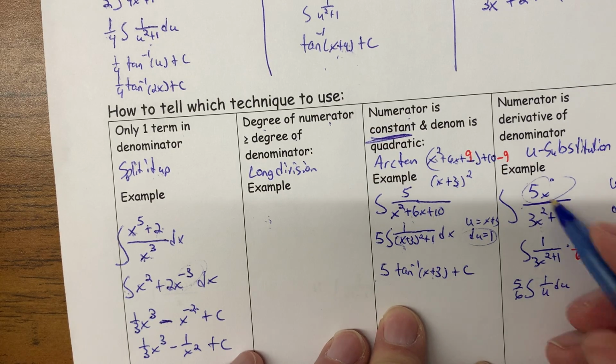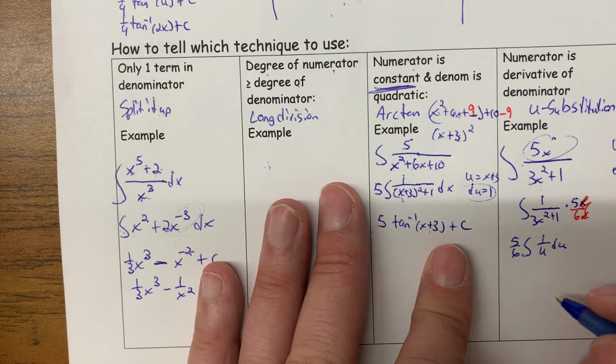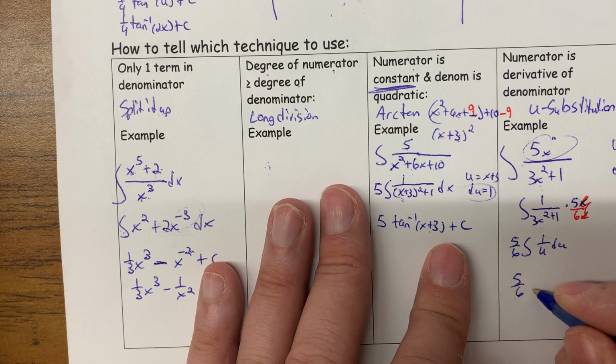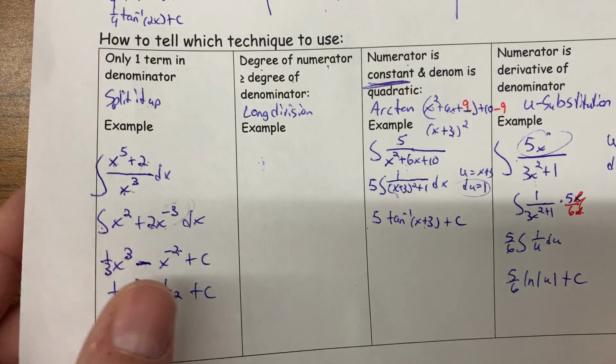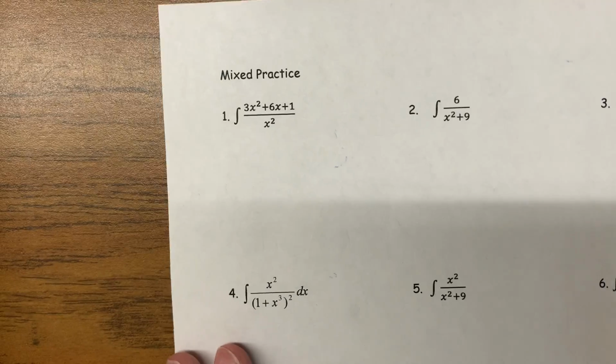So, you know, the u substitution definitely is going to come up a lot. This is 5/6 natural log, absolute value of u plus c. Hopefully you're feeling okay about these. Now, guys, let's do some mixed practice.